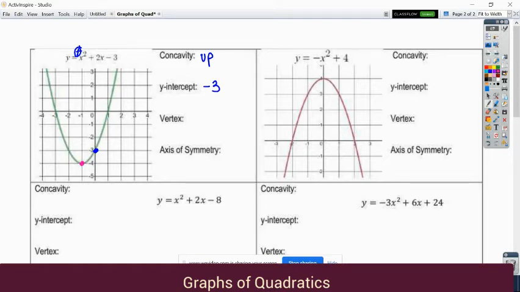Look for the low point. Write down that ordered pair. This is (-1, -4). And then the axis of symmetry for it. Remember that the axis of symmetry is going to go right through the vertex. So this is the line x equals -1.